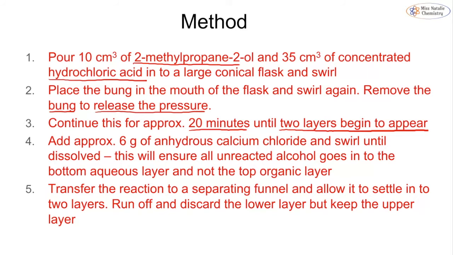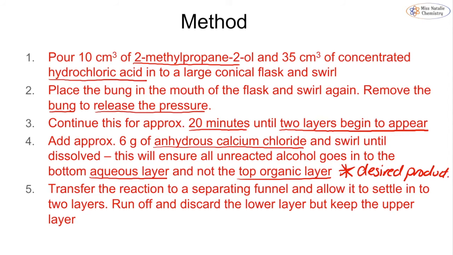Now that is very, very important. We're then going to add 6 grams approximately of anhydrous calcium chloride, and we're going to swirl that until all of it is dissolved. What this does is it makes sure that any unreacted alcohol, so any alcohol that has not become our halogenoalkane, will go into the bottom aqueous layer and not into the organic layer. This organic layer is where we have our desired product.